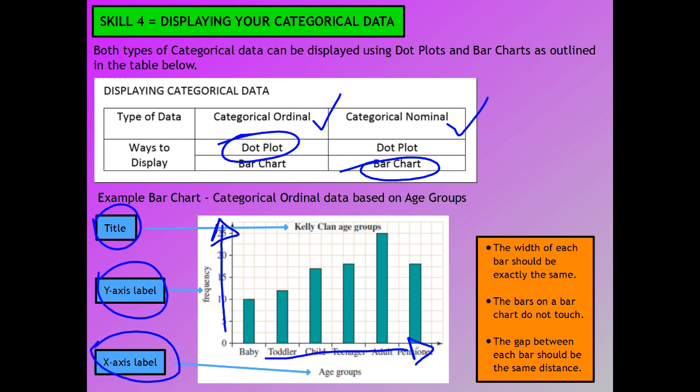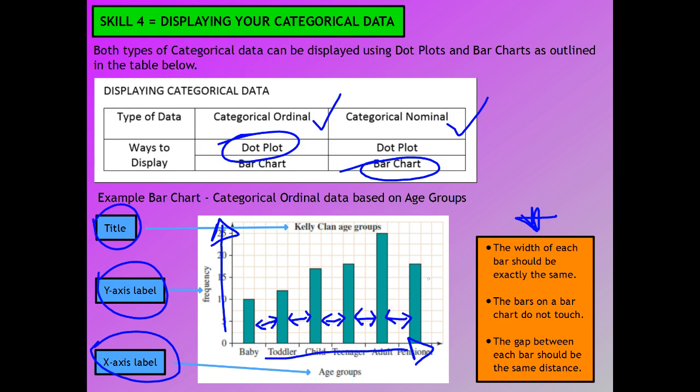All right. Here in the orange, there's some points which are important. The width of each bar should be exactly the same. All right, we can see that's nice and neat. The bars do not touch, so we've got a nice gap in between each bar. And the gap between each bar needs to stay the same. All right, so don't have a really big gap and then a really small gap. Keep that nice and even as well.